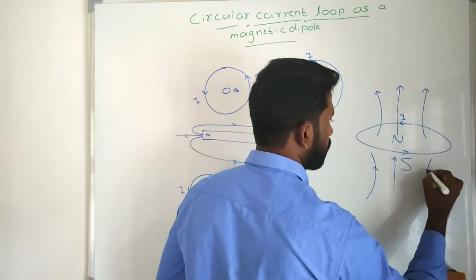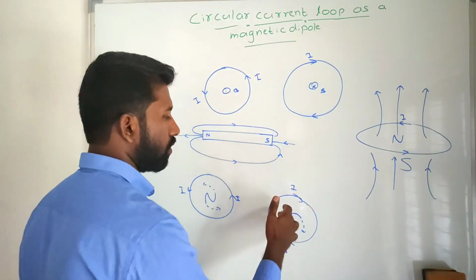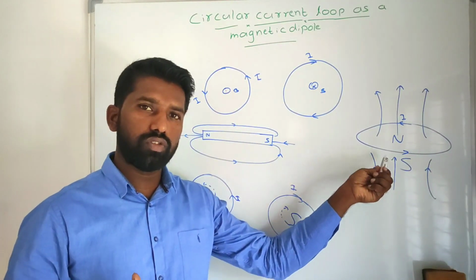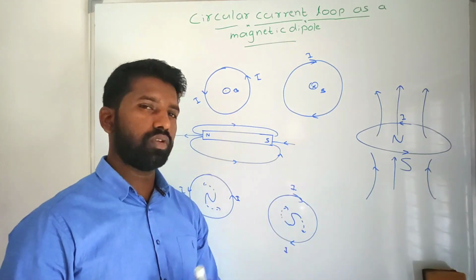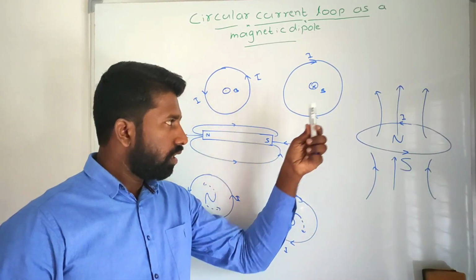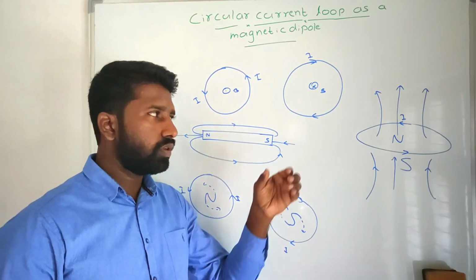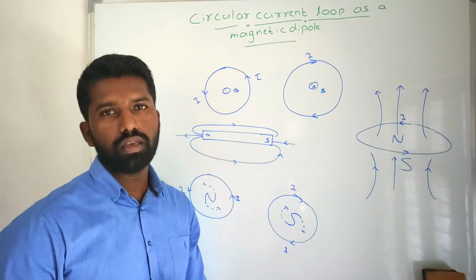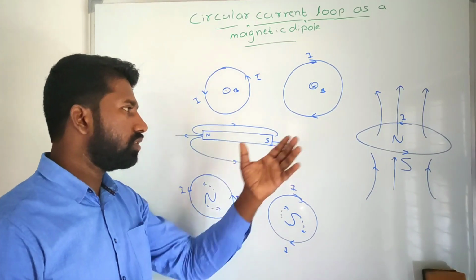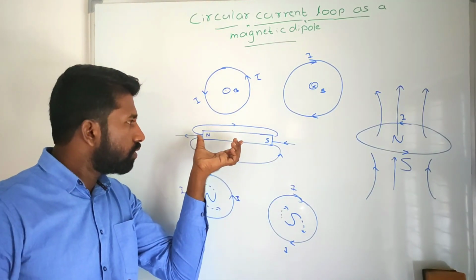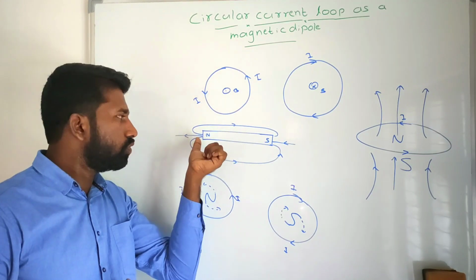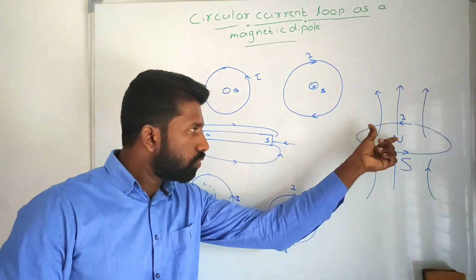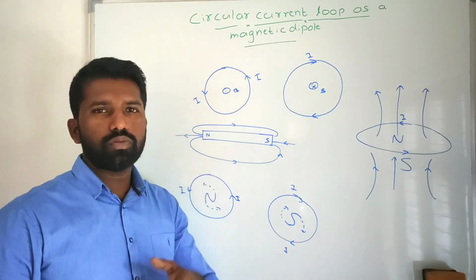Why does it act like a south pole? Here you look at where the field line enters into it, there it acts like a south pole. So look at here. In this circular loop, the top side acts like a north pole and the bottom side acts like a south pole. So this is similar to here. This is a magnetic dipole. Two poles separated by a small distance. Here also you see that two poles are separated by a very small distance.